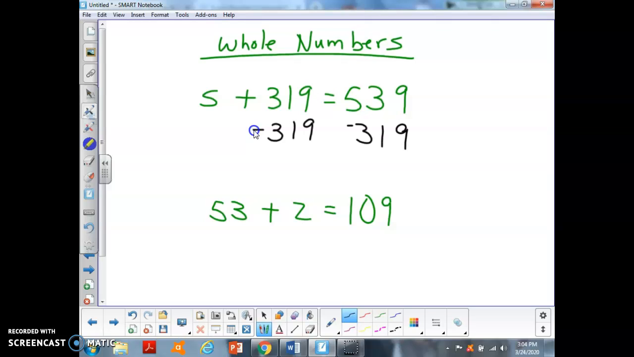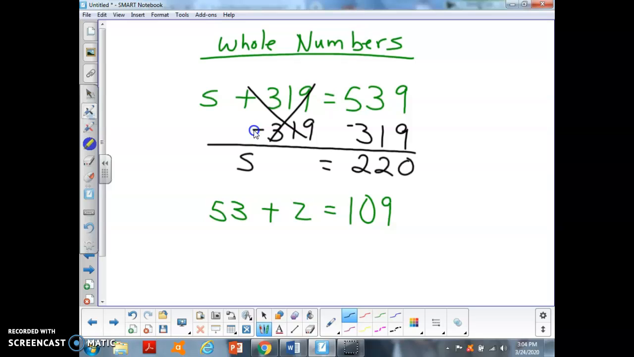So I'm going to subtract there, draw my line to show I'm subtracting. A positive 319 minus 319 gives us a 0. All I got left is my s. The variable, the unknown, what's that going to equal to? Well, we subtract on this side. 9 minus 9 is 0. 3 minus 1 is 2. 5 minus 3 is 2.